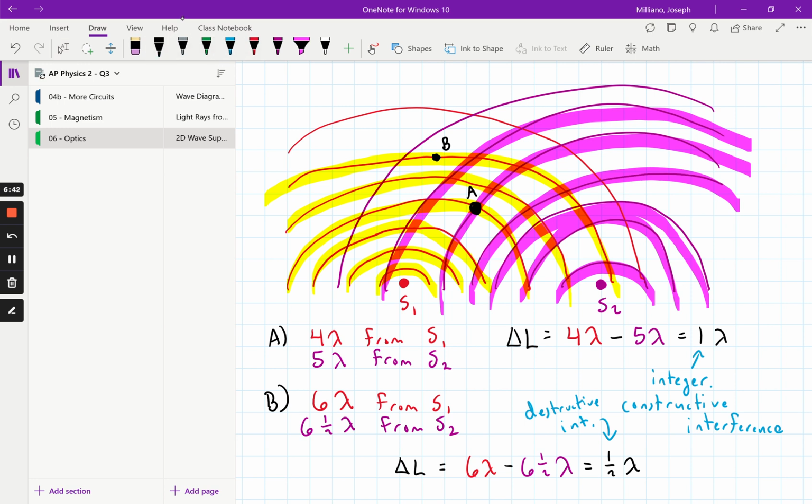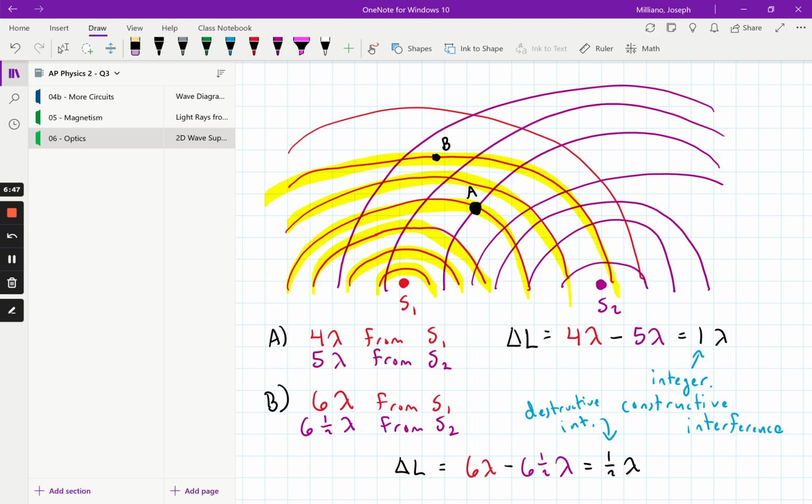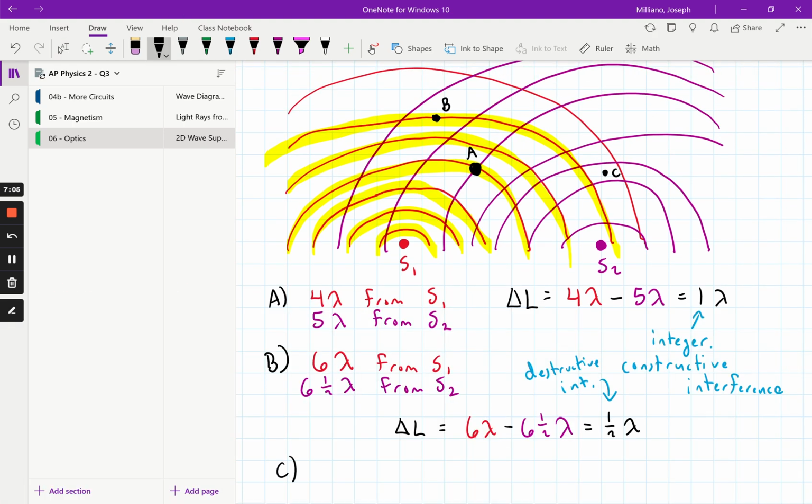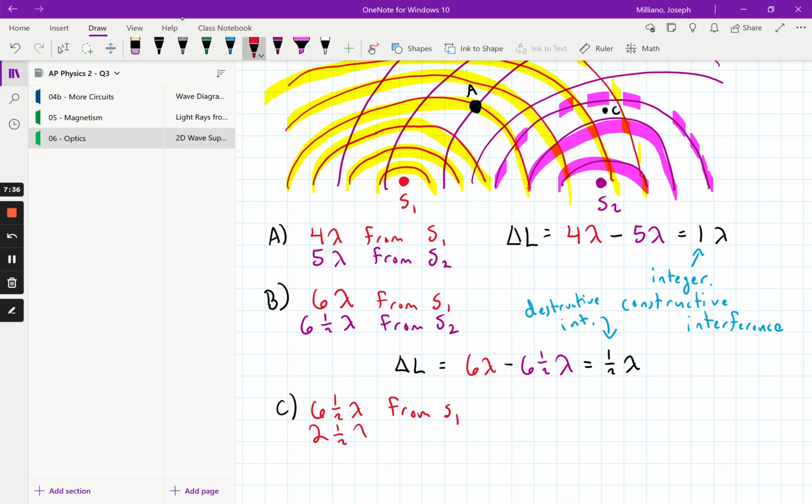Let's look at the point that is right here, point C. Actually, I think this point C. All right. Point C, how many wavelengths is it from source 1? Well, the yellow highlights already go out to 6 wavelengths, and it's not quite at the 7th wavelength yet. And so we are 6.5 wavelengths from source 1. That same point C, what about source 2? Well, here we're 1, 2, and not quite yet at 3. So we're 2.5 from source 2. Oh, need to get my color coding right here. We are 2.5 wavelengths from source 2.